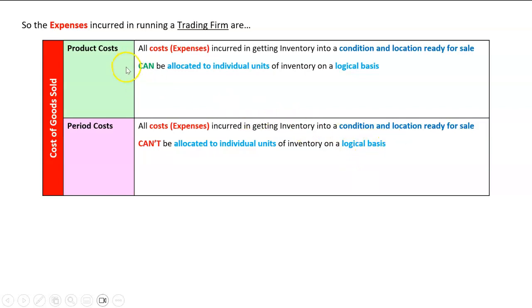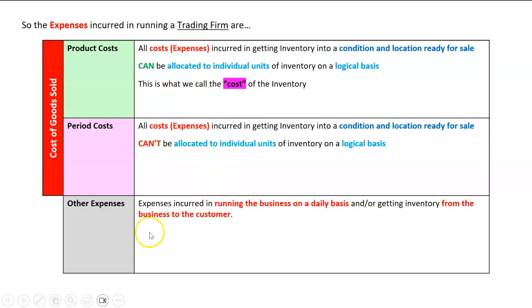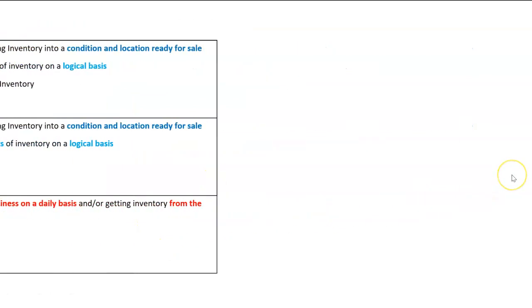Most importantly, from now on, when someone asks what's the cost of the inventory, we don't say it's the purchase price. It could be, but it's actually all these things here that go into the product cost. So from now on, when we ask what is the cost of inventory, it is the product cost. We'll still have other expenses, they haven't changed. So the best way to look at this is to take an example.